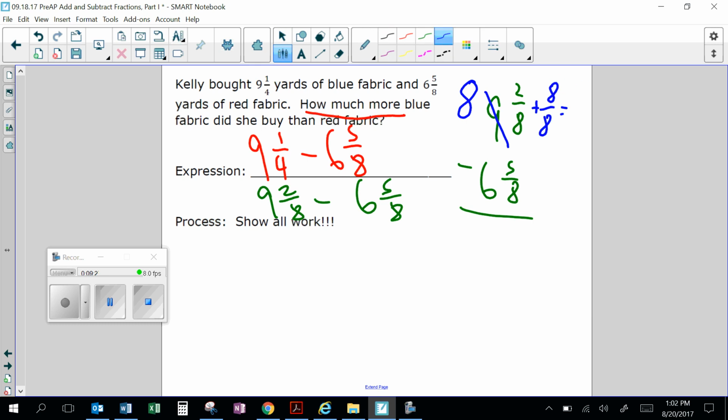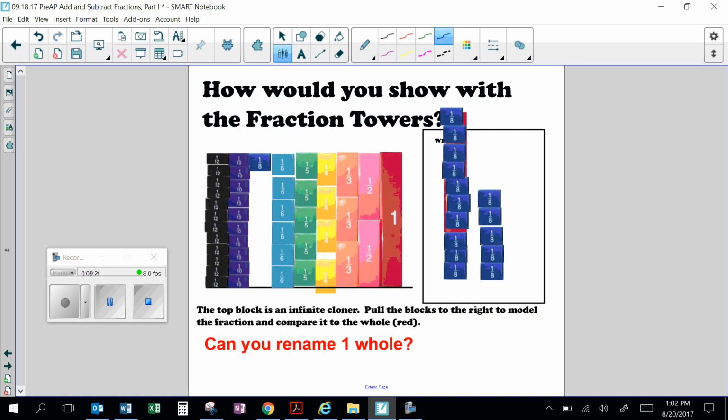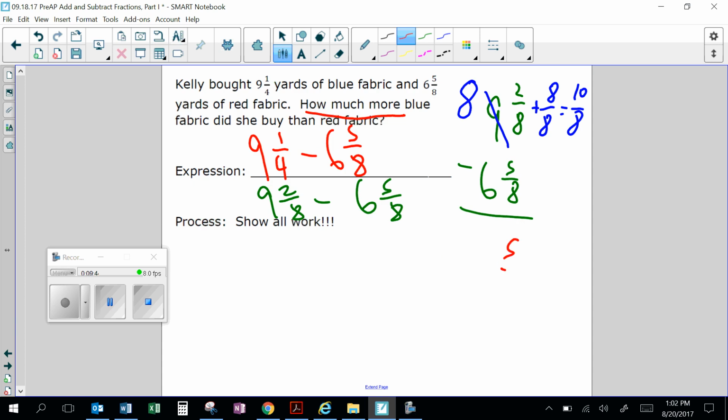How many do I have in all? 10/8. Let's look at our picture. 1 whole is 8/8. With this original 2/8 it is 10/8. Now can I take away 5 of them? Let's cross them out. I am left with 1, 2, 3, 4, 5/8. So 5/8. 8 minus 6 is 2, and 5/8.